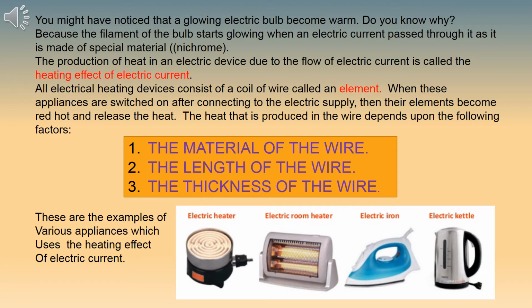The heat produced in the wire depends upon various factors. The first common factor is the material of the wire. The second is the length of the wire, and the third is the thickness of the wire. Here are some examples of various appliances which use the heating effect of electric current, like electric heater, right, room heater, electric iron, electric kettle, and many more.